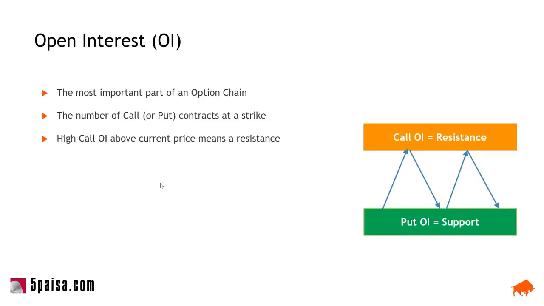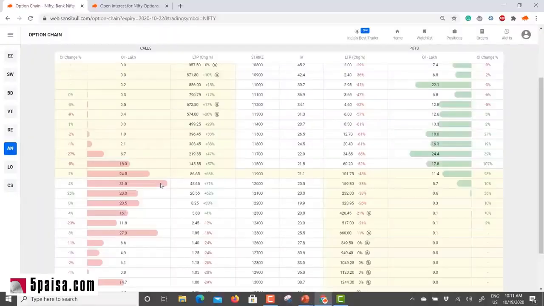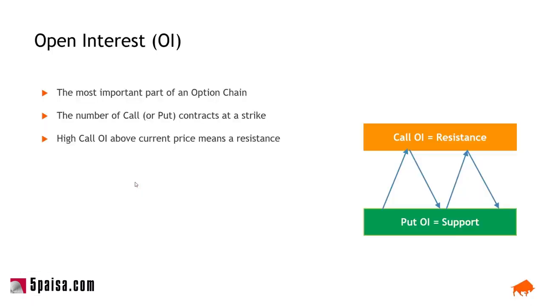So here's the most important part. A high call OI above the current price means that there is a resistance there. So what do I mean by a resistance? It means that it is unlikely to go above that number. So you can see 12,000 has a lot of calls here. It means that it is unlikely to go above 12,000, right? I'll explain why this is, but this is the most important part.